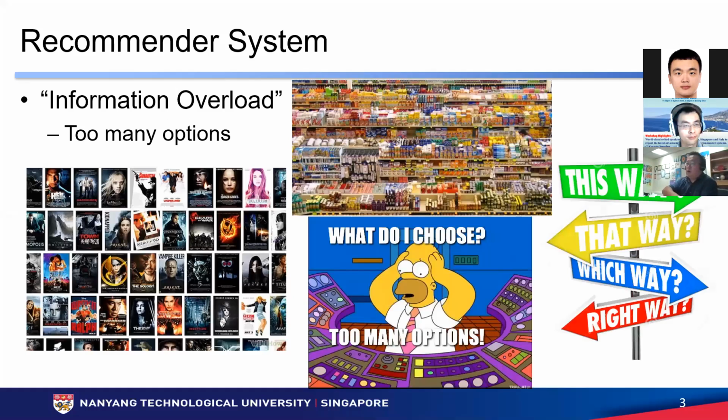So nowadays we're facing this issue of information overload. So what is information overload? I believe everybody knows, and basically we're facing too many options. For example, in a grocery store, there are different kinds of products, different brands, different categories, and which one should we choose? And also for movies, there are different kinds of movies, and new movies come out every year, and which ones should we choose to watch? When we have too many options, it's also not a good thing. We have to choose some options. So this is a very headache problem.